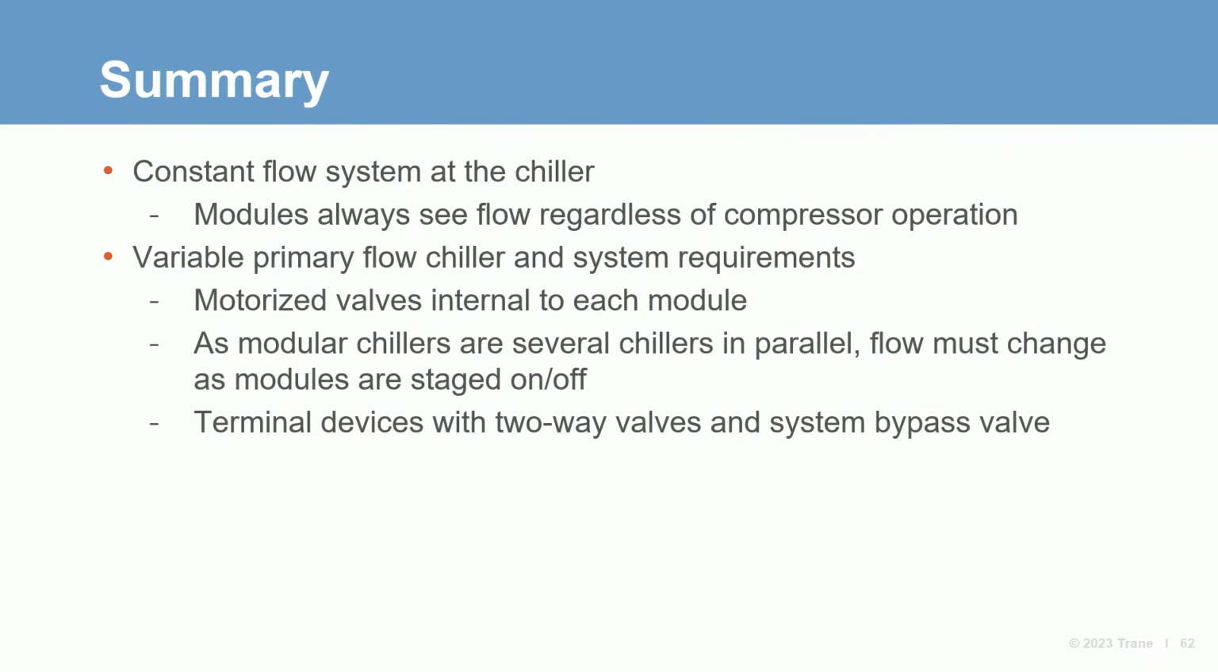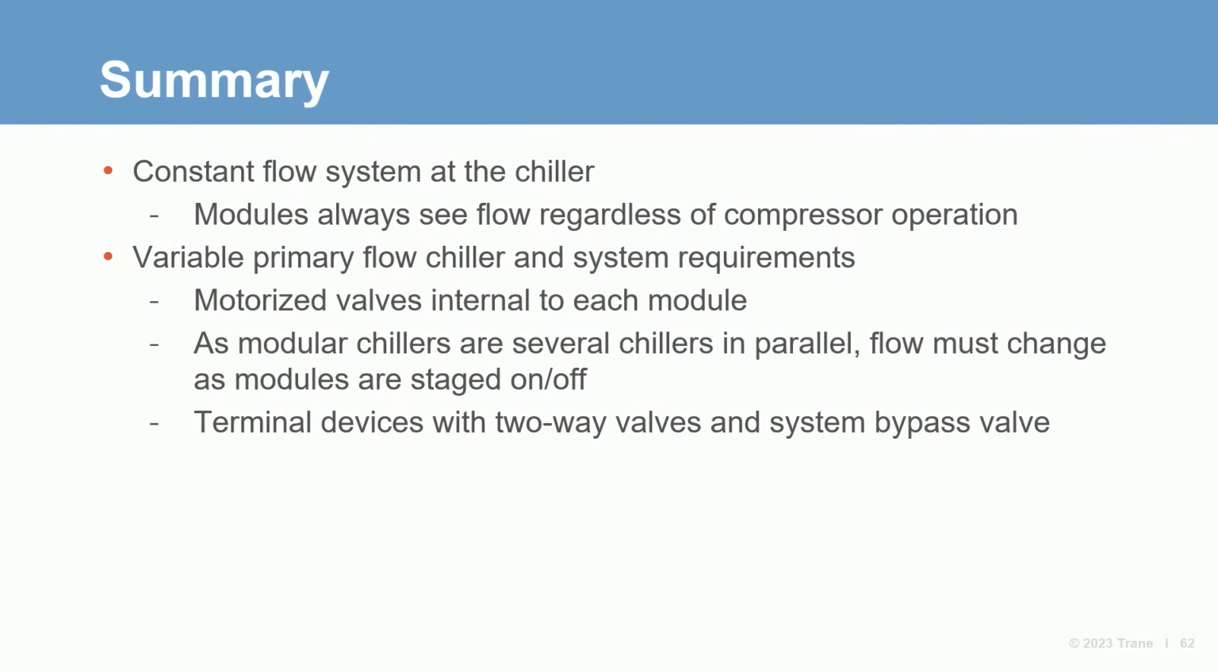For this reason, variable primary flow is more commonly applied today and the preferred configuration for temperature control with modular chillers. Modular chillers installed in variable flow applications must use motorized valves that open when a module has compressors operating and close as the module is staged down to prevent any bypassed flow through an off module.